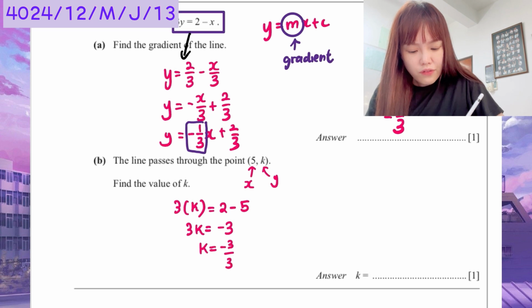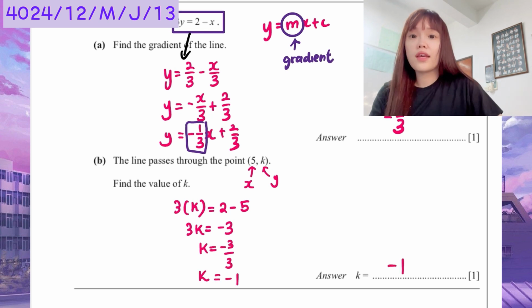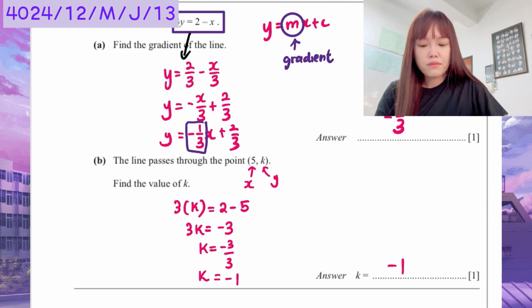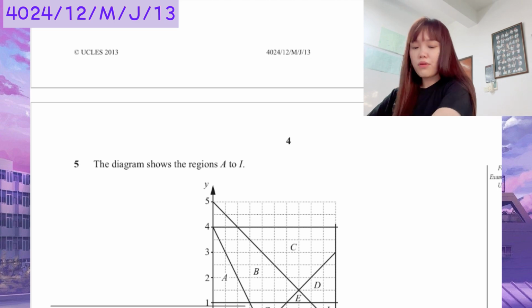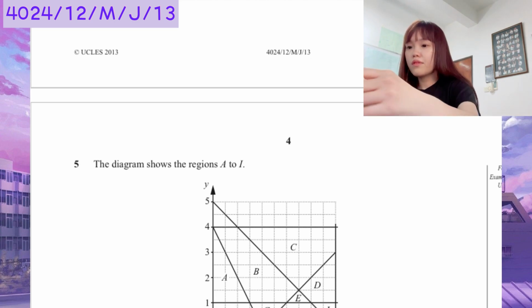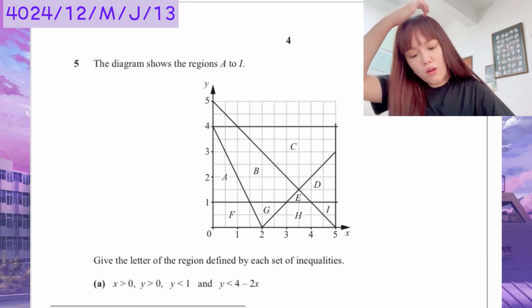K is negative 3 divided by 3, so it's negative 1. So k is equal to negative 1. That's for question 4. Right, let's look at question 5. All of these are 1 mark each. And now question 5.